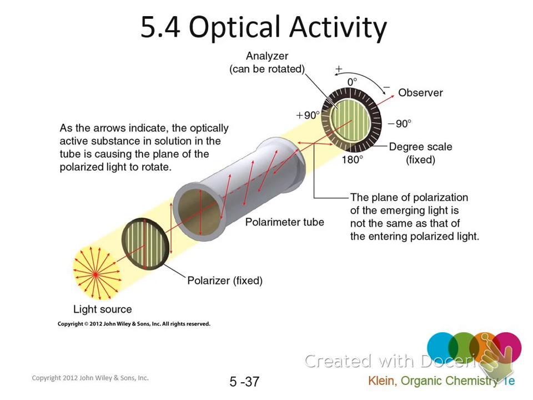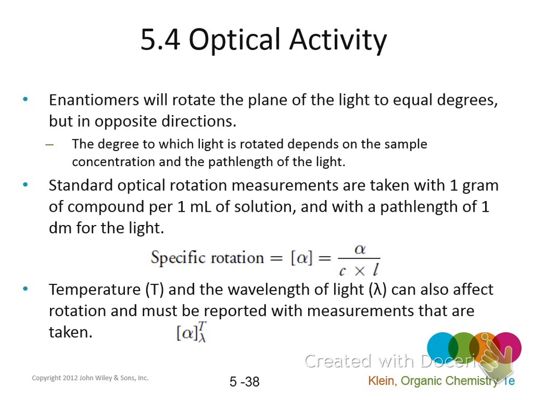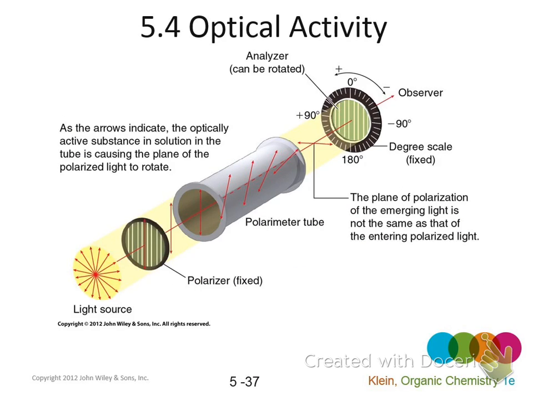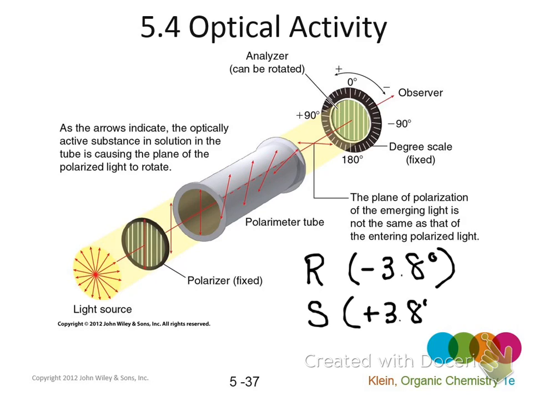So if you have a pure compound, so let's say you have R, and it's, let's say, minus 3.8 degrees, okay? The S, and again, if it's pure, will be plus 3.8 degrees. It'll be exactly the same, but in the opposite direction.